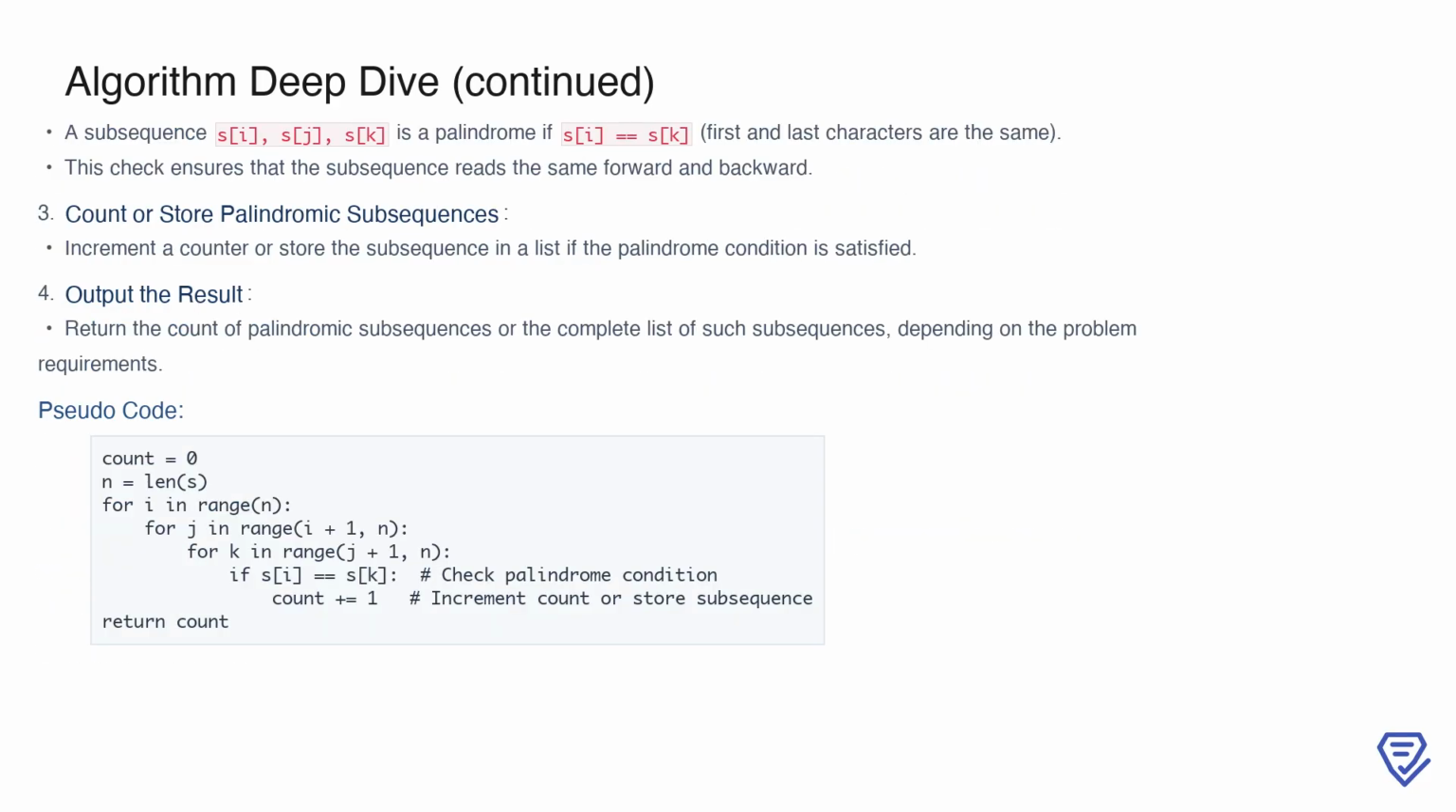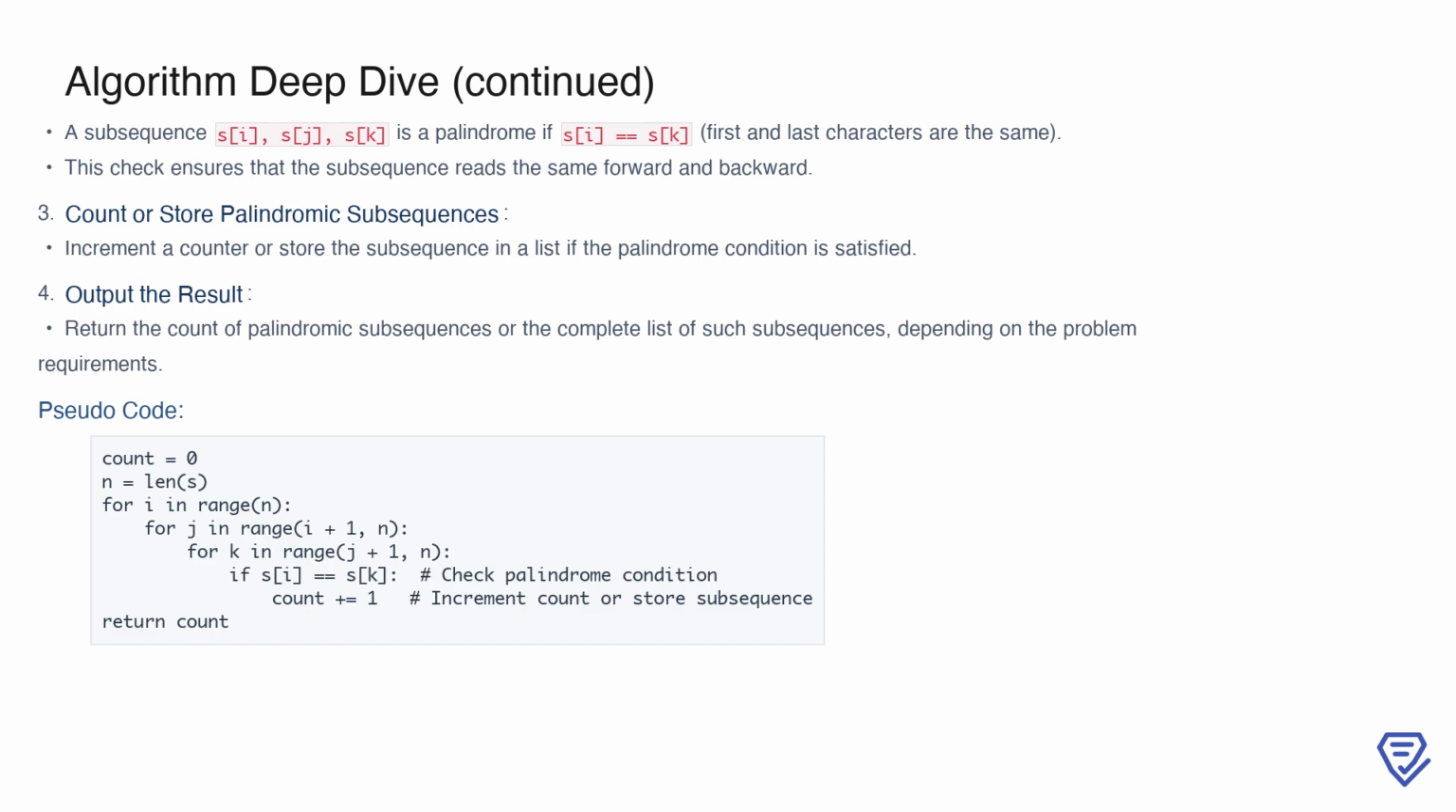To verify if a subsequence of length 3 is a palindrome, we only need to check if the first and last characters are the same. For instance, in a subsequence such as ABA, the condition S[i] equals S[k] ensures that it reads the same forward and backward. This simplifies the problem, as the middle character does not affect the symmetry of the subsequence.